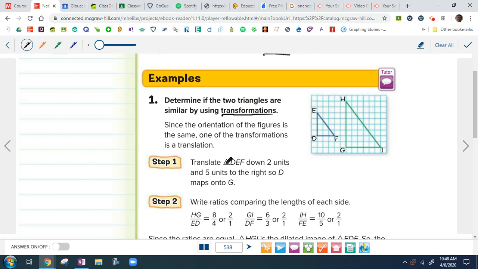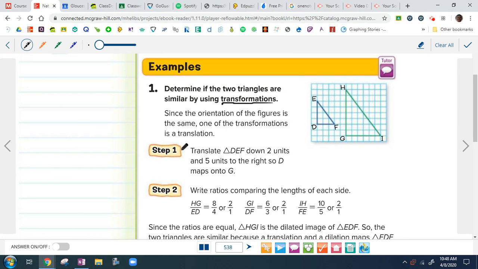I do not like the steps that they take in the example. This step here should be step 2. We can figure out the translation after we figure out if they're similar. Why bother with this if the shapes aren't even similar? So we are going to test for similarity first by using our two characteristics of similar shapes.